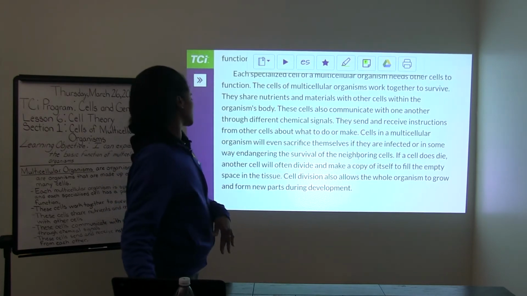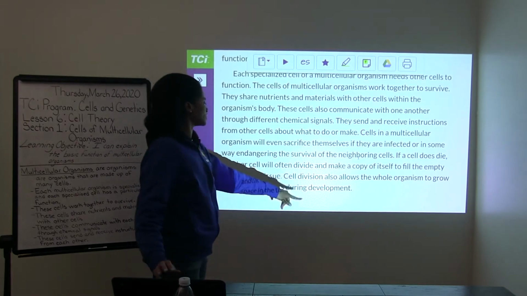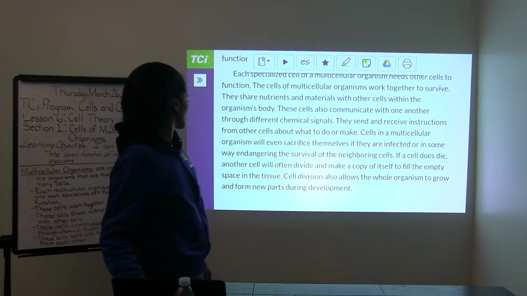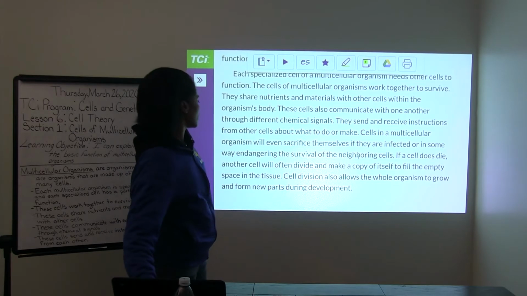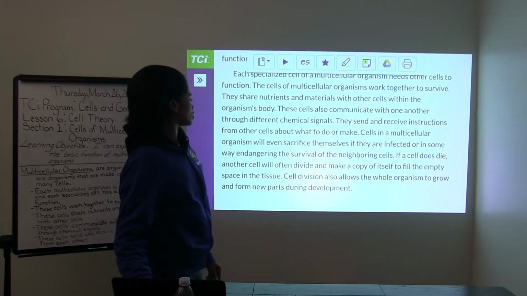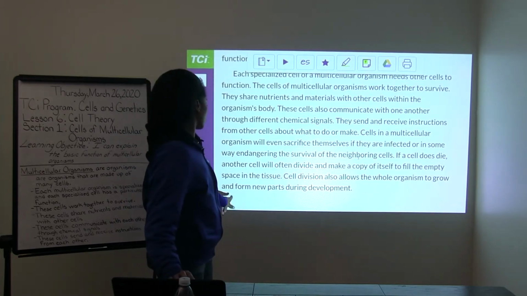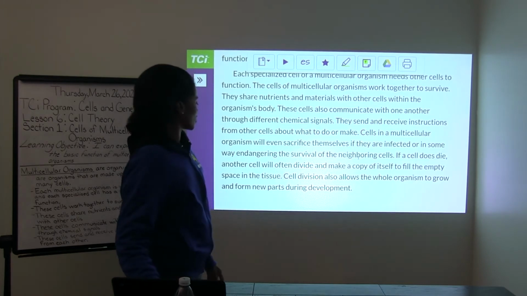If a cell does die, another cell will often divide and make a copy of itself to fill the empty space in the tissue. Cell division also allows the whole organism to grow and form new parts during development.